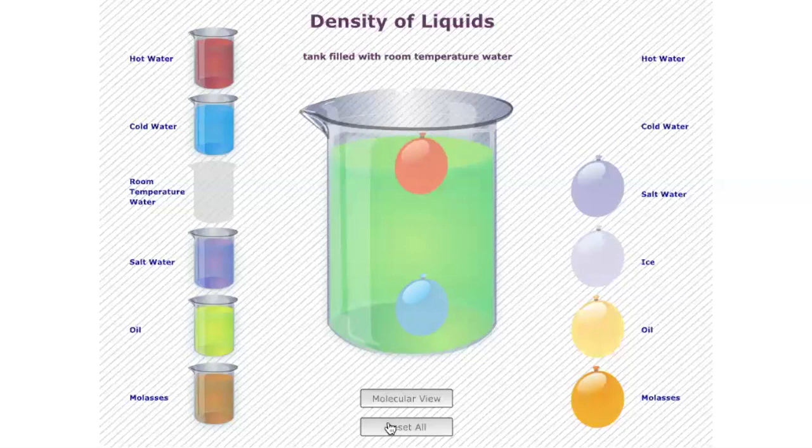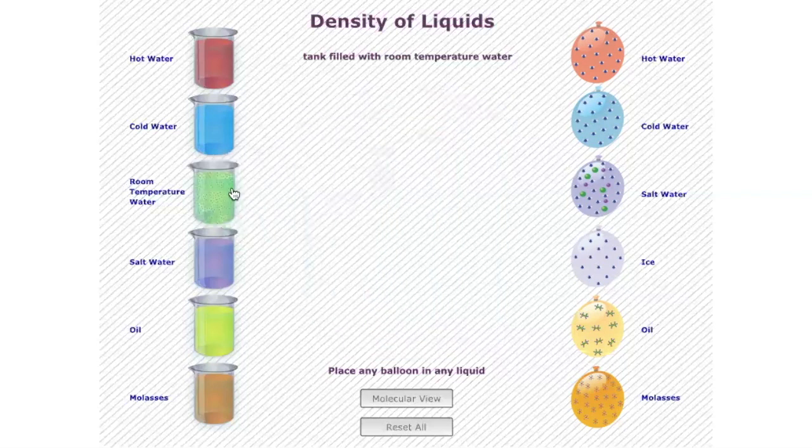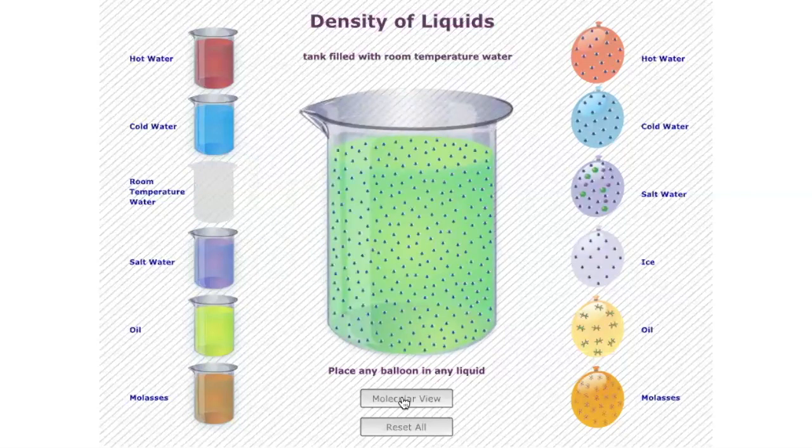Okay, so I'm going to reset this. I'm going to do our last one. So I'm going to click on molecular view. What this shows us is all of the water molecules that make up the water. So all of these blue and white dots floating in our water, that is our water. Oh, I don't know what happened. So I'm going to click on that again. Cool, cool, cool. This is a really good simulation, guys. I'm going to reset all and go back to molecular view. I think that's what I had to do.